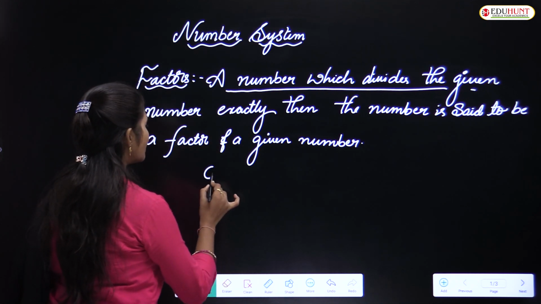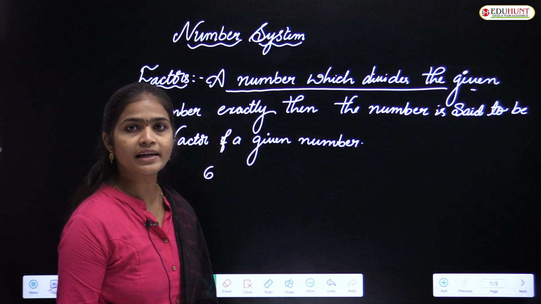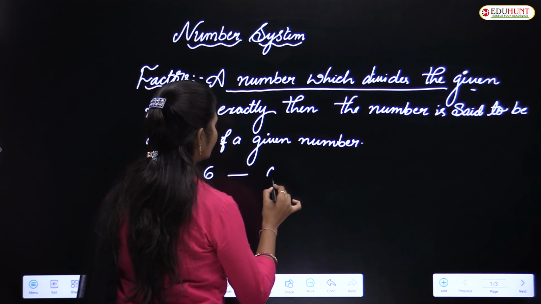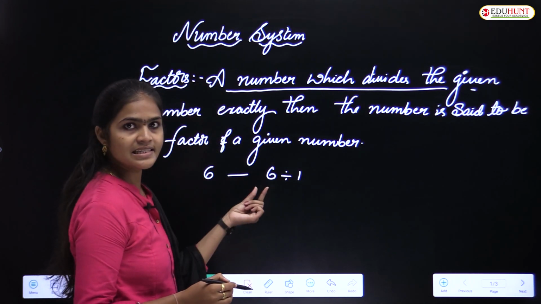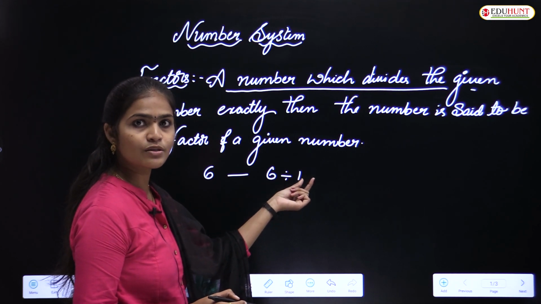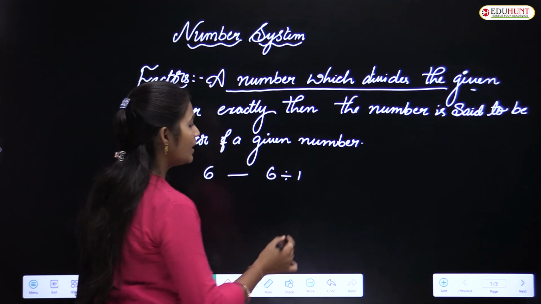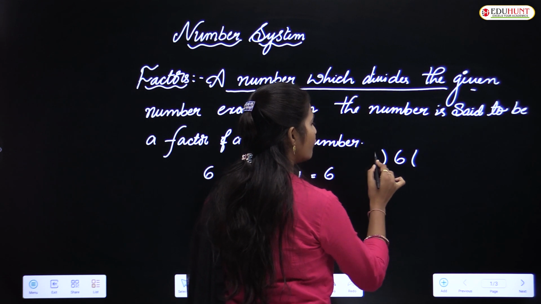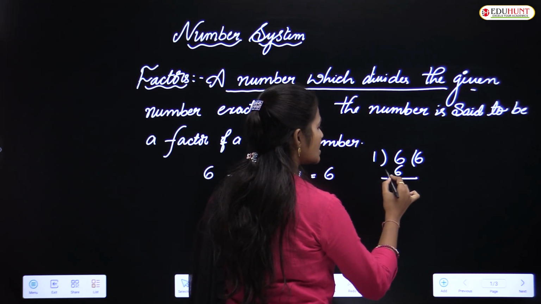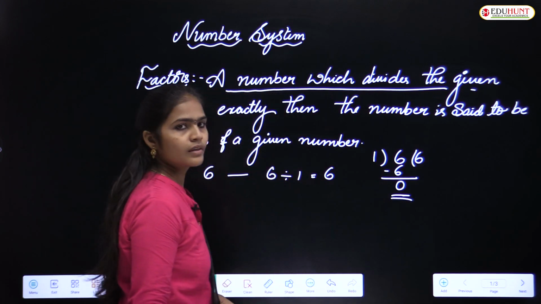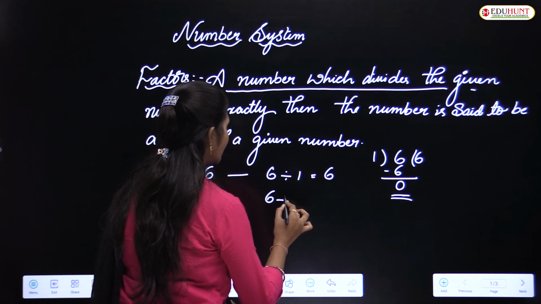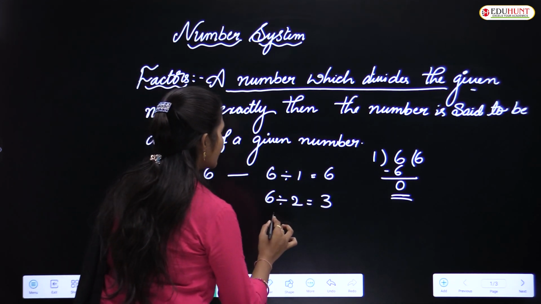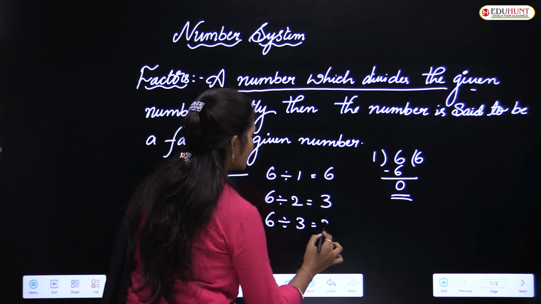So just observe: what are the factors of 6? According to that definition, 6 is the given number, so I take a number, 1. 6 divided by 1, you get 6 only, no? 1 times 6 is 6, so 6 minus 6 is 0. Next, 6 divided by 2 is 3. Next, 6 divided by 3 is 2.